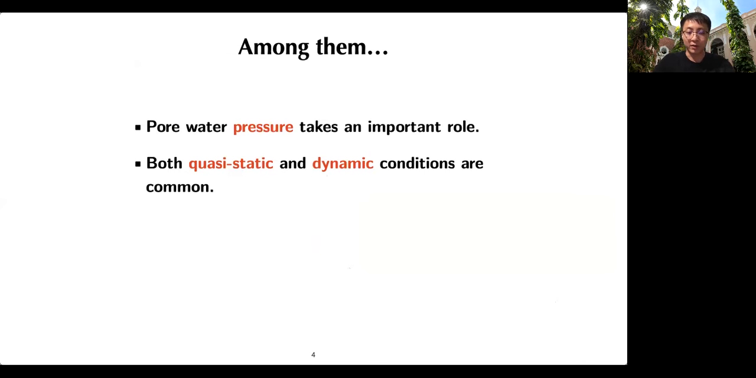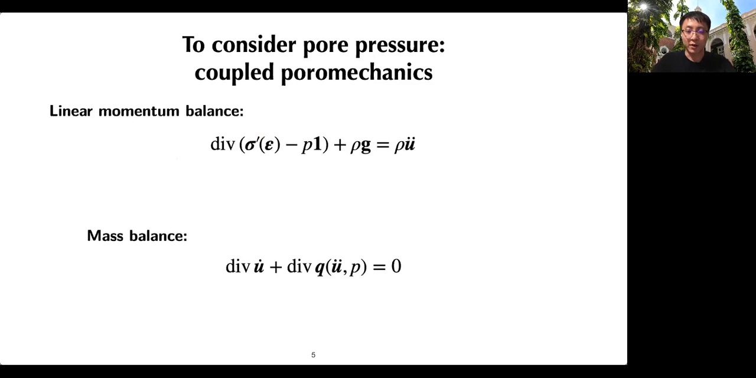Our goal is to understand these failures numerically. So in order to consider pore pressure, the coupled poromechanics is necessary. It consists of two balance equations. One is the linear momentum balance, the other is the mass balance. They are fully coupled together in displacement-related quantities and pressure. Here I use yellow color to represent displacement-related quantities, while I use blue color to represent pressure.